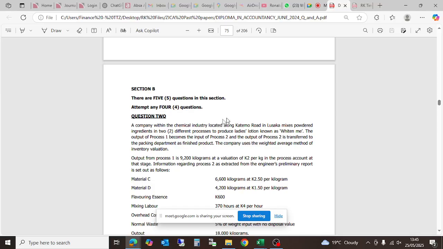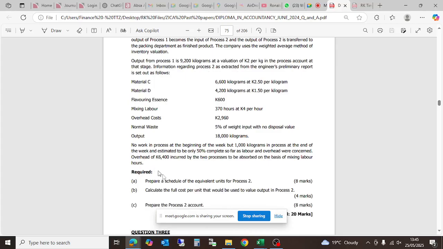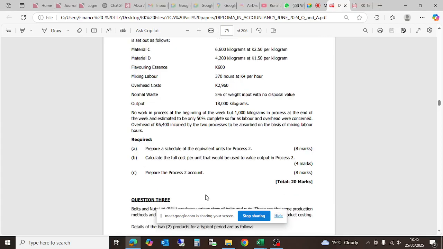Okay, perfect then. So we have a question right here. They want us to prepare a schedule of the equivalent units for process two, calculate the full cost per unit that would be used to value output in process two, and prepare the process two account. But why is it process accounting? Because we can only see questions here, but let's imagine we don't really understand what process costing is, and we don't understand what a process account is.